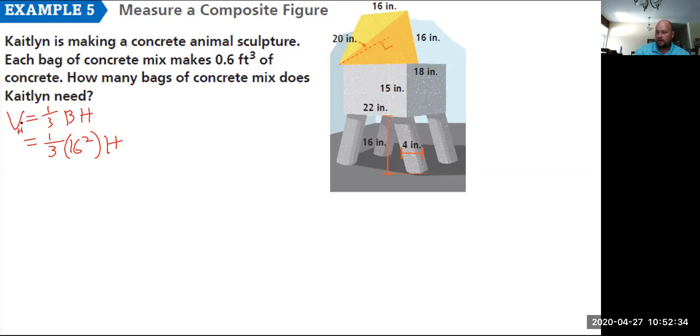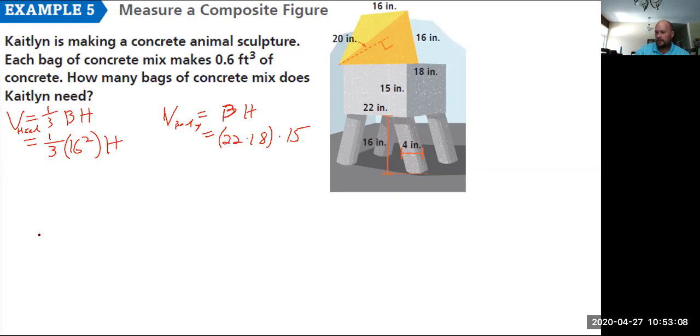All right, so this is for our head. Then if we do the volume of the body, again, that's a rectangular prism, so we can do base area times height. So base area on this one, well, it's saying this is 22, this is 18. So again, those are going to be my 2 dimensions for my base. The height of it's 15, so that's for the body.